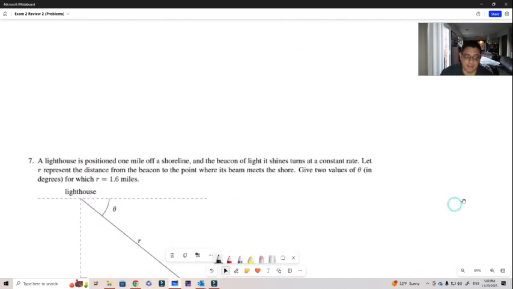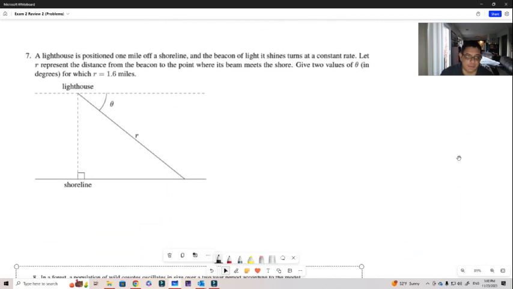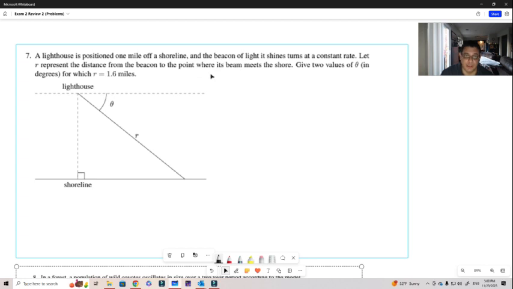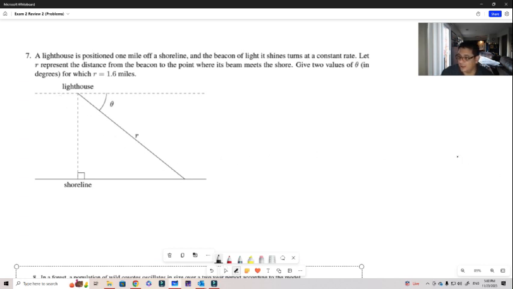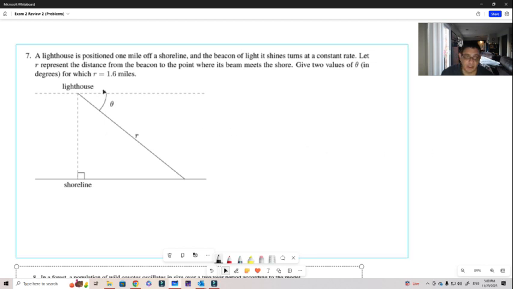Now, in the next question, we have that a lighthouse is positioned 1 mile off the shoreline, and the beacon of light it shines turns at a constant rate. R is representing the distance from the beacon to the point where the beam meets the shore, and we are given two values of theta in degrees for which we have the R of 1.6 miles. So over here, we want to obtain those particular two values of theta that correspond to the equation that we're obtaining.